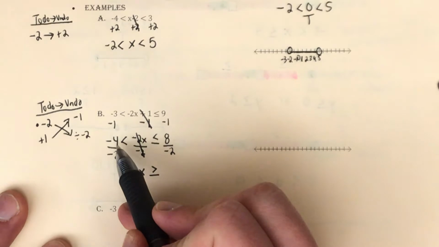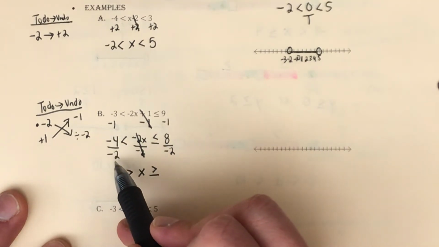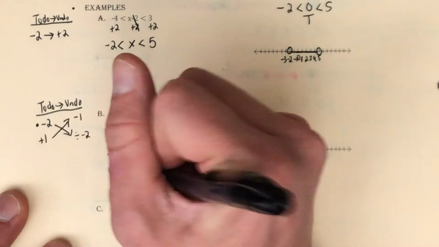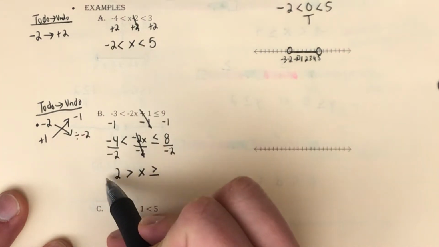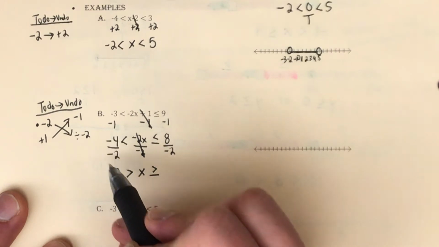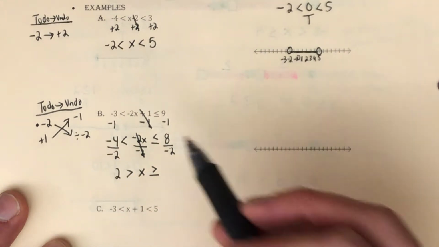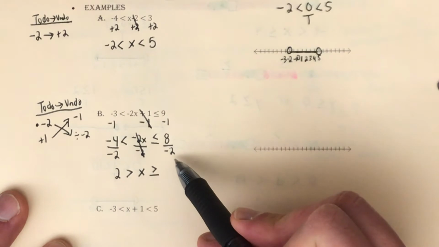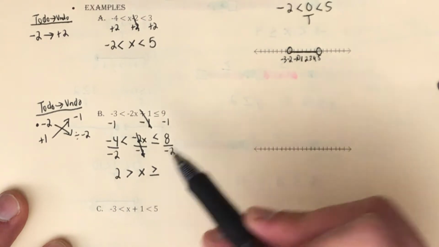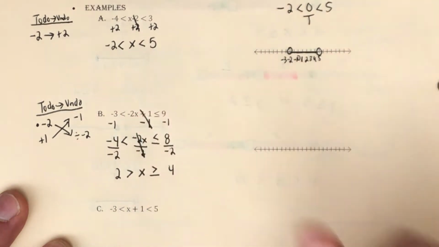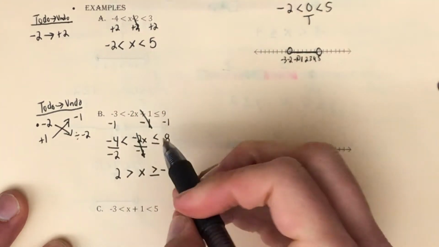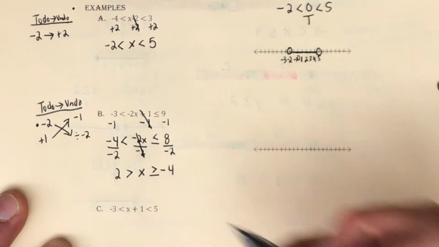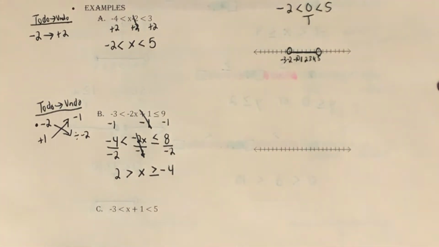Well, on the left side, I've got negative 4 divided by negative 2. Let's start with the numbers. 4 divided by 2 is 2. And a negative divided by a negative is a positive. Bad thing happening to a bad guy is good. On the right side, I've got 8 divided by negative 2. Again, start with the numbers. 8 divided by 2 is 4. And then a positive divided by a negative is a negative. Good thing happening to a bad guy, that's bad. So there we go. I've now got my simplified compound inequality.